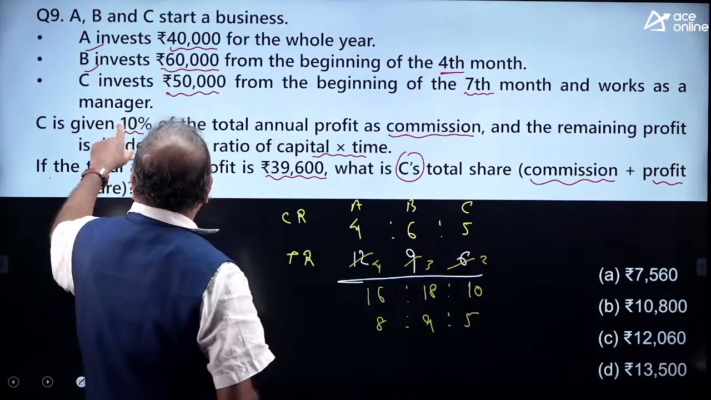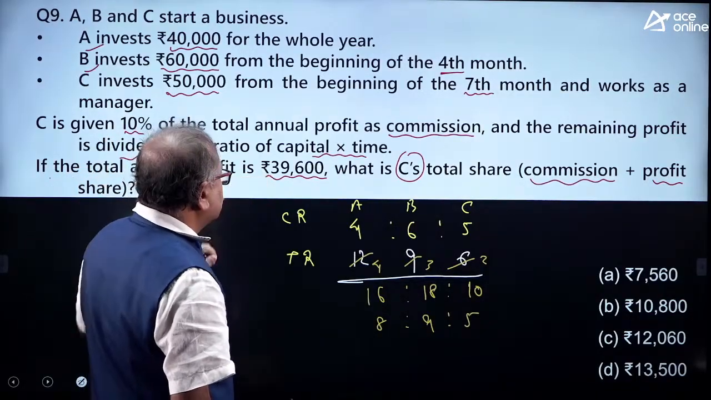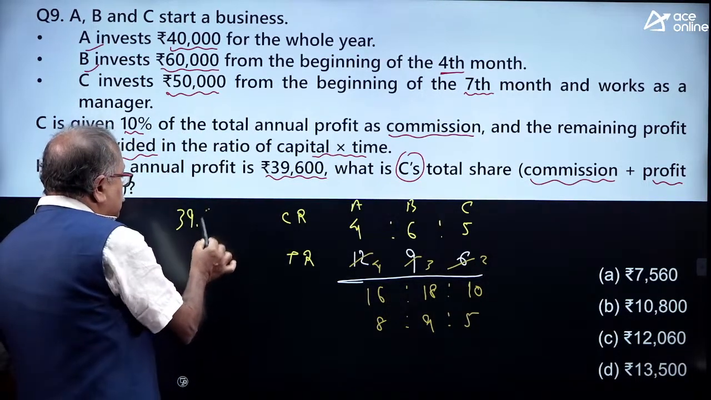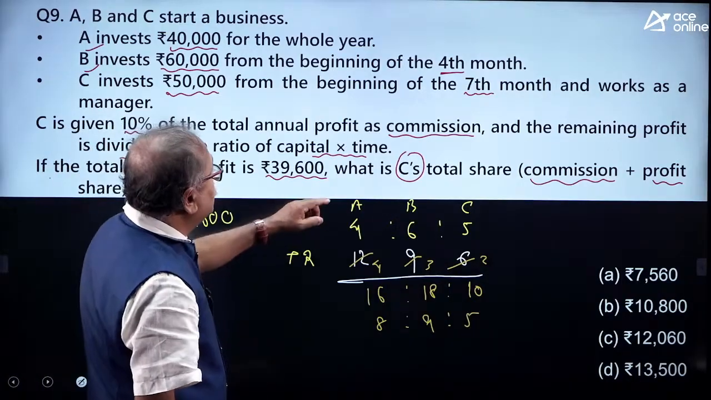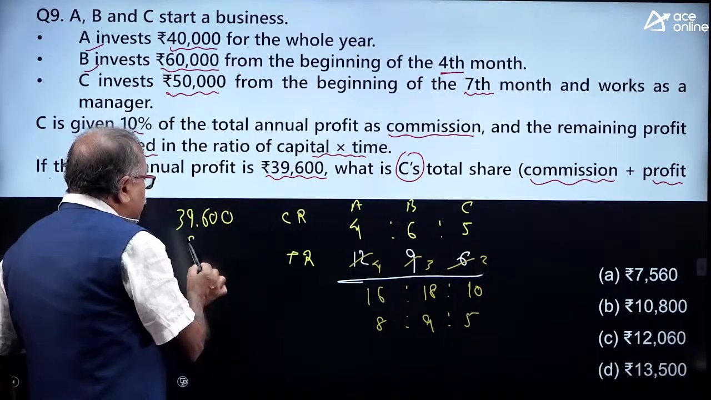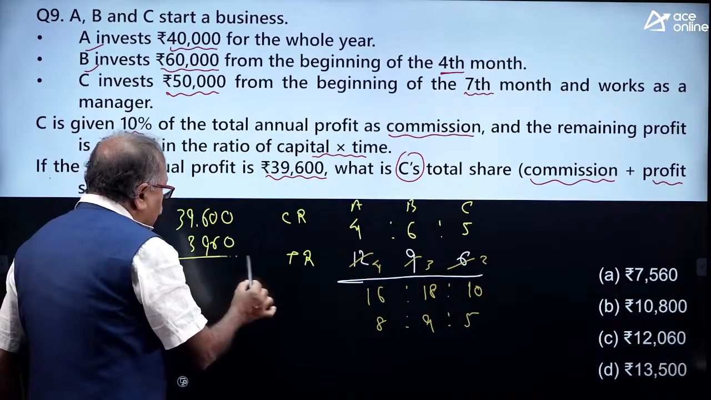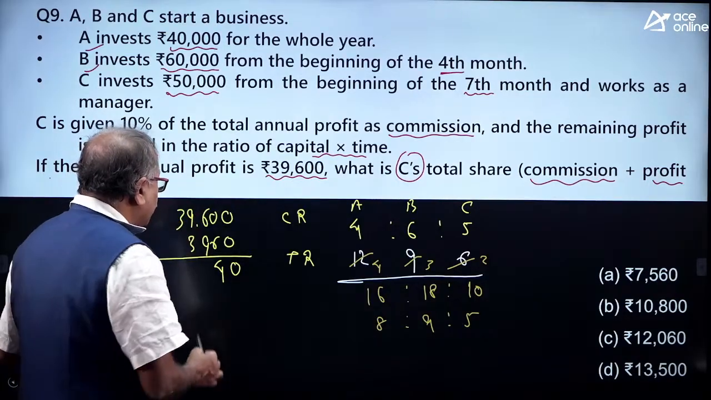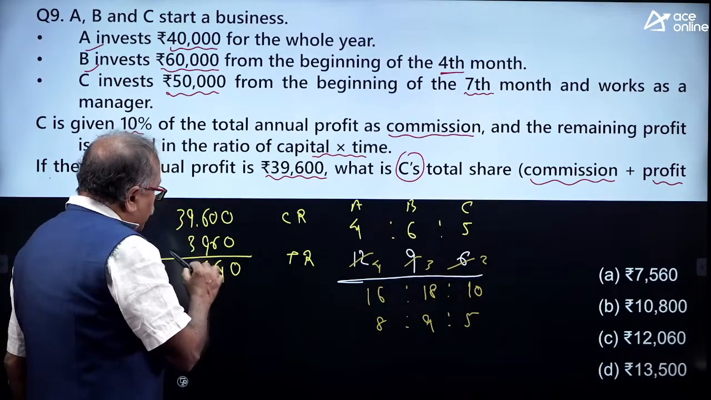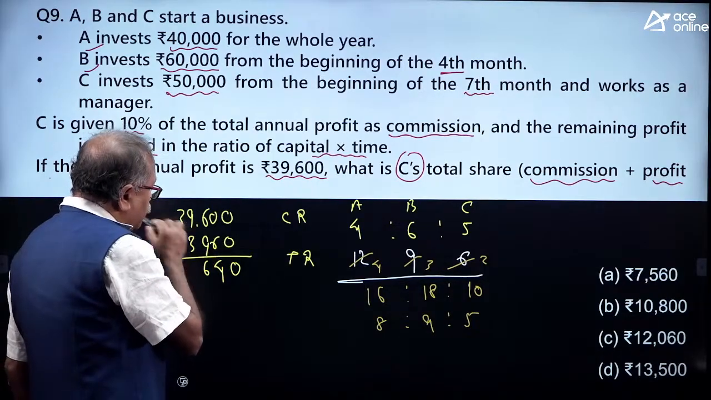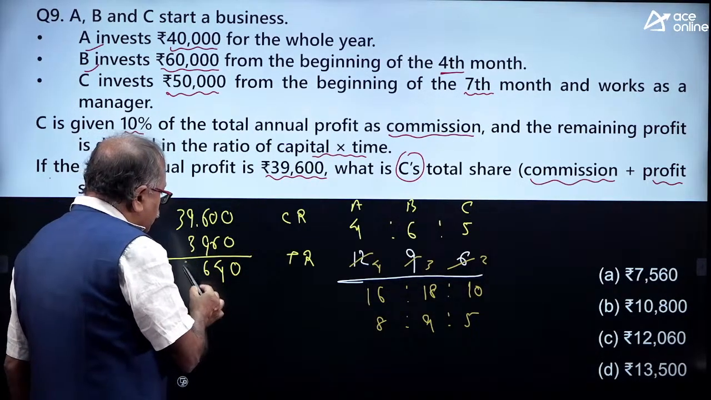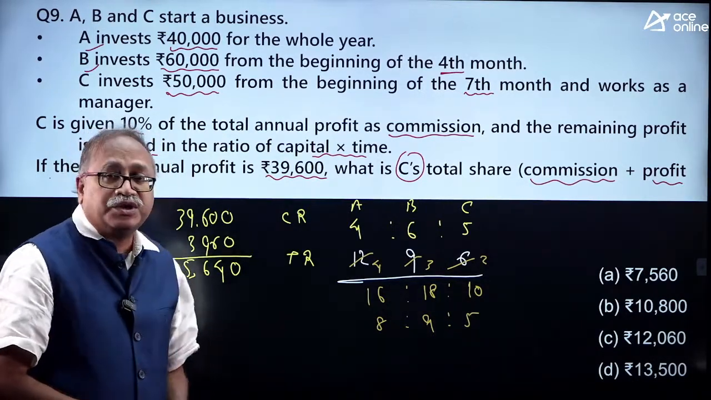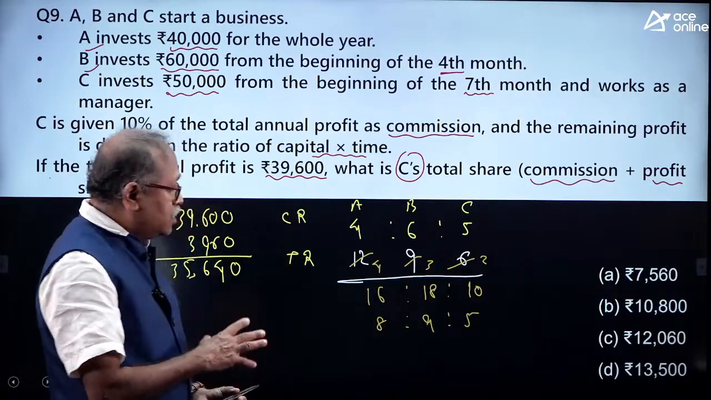So what is the total money? The total money is 39,600. From 39,600, if I take out 10% of it, that means 3,960. So I will be getting this as 4, and then 15 minus 9 comes to 6, and then 15. So that comes to 8. So this is 5 and 3, and from here the share will be distributed. Okay. So can you please complete it?